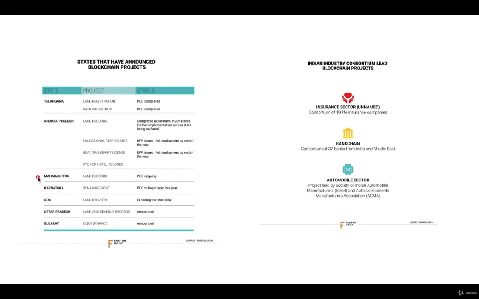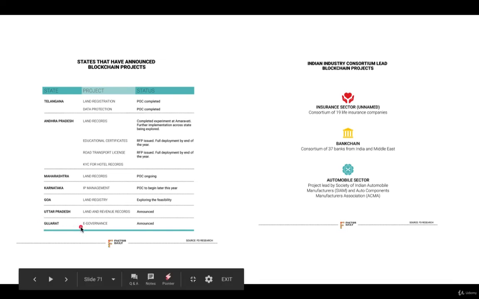Maharashtra, land records POC is an ongoing project as of now. In Karnataka, IP management is being worked on and POC is soon expected. In Goa, focus is on land registry, feasibility is being explored. In Uttar Pradesh, land and revenue records are going to be looked at in blockchain deployment. In Gujarat, e-governance is being focused on.